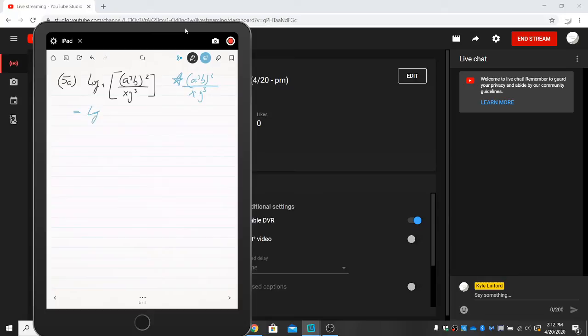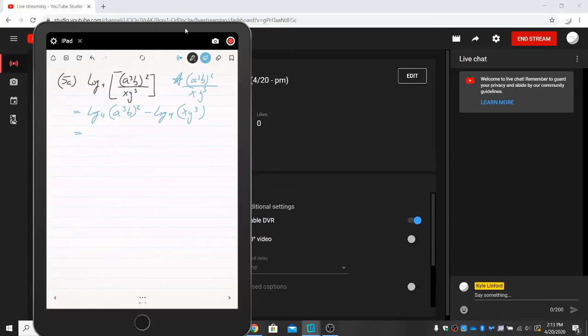Let's take the log base 4 of a cubed b squared, and let's subtract log 4 of xy cubed. All we've done is subtracted the denominator from the numerator. Now we can go ahead and start trying to break each of these arguments apart.